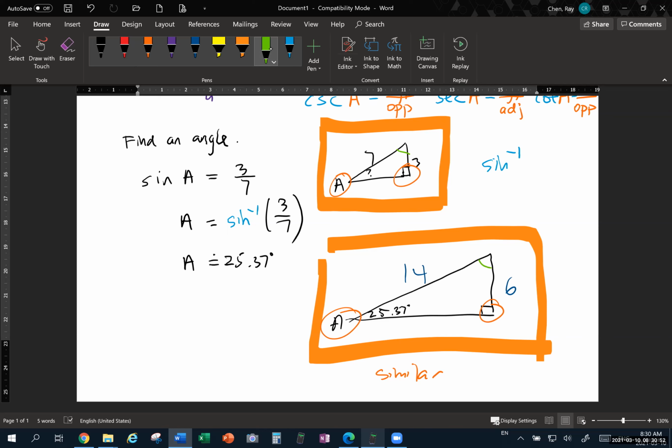I think a lot of you understand this, that this triangle here, I should have used a different color. If I were to ask you, what's the ratio of sine of A, ignoring the 25.37, you would say, Mr. Chen, that's 6/14. But we can reduce this fraction to 3/7.